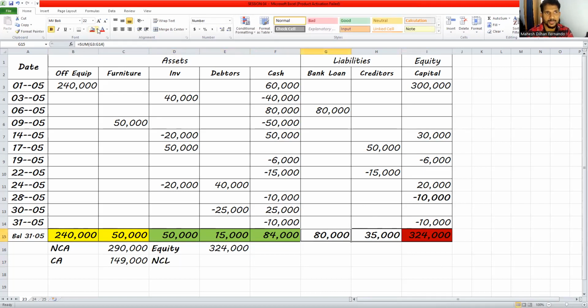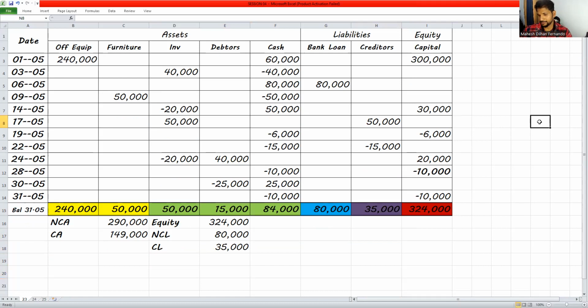Then non-current liabilities, right? We have one non-current liability that is 80,000. And we have current liabilities 35,000. Current liabilities 35,000. Here we have the final answer. The difference was this. Here I have given you the dates. Date. Otherwise, you can put the number. Okay, good. Right. Let's move to the next one.